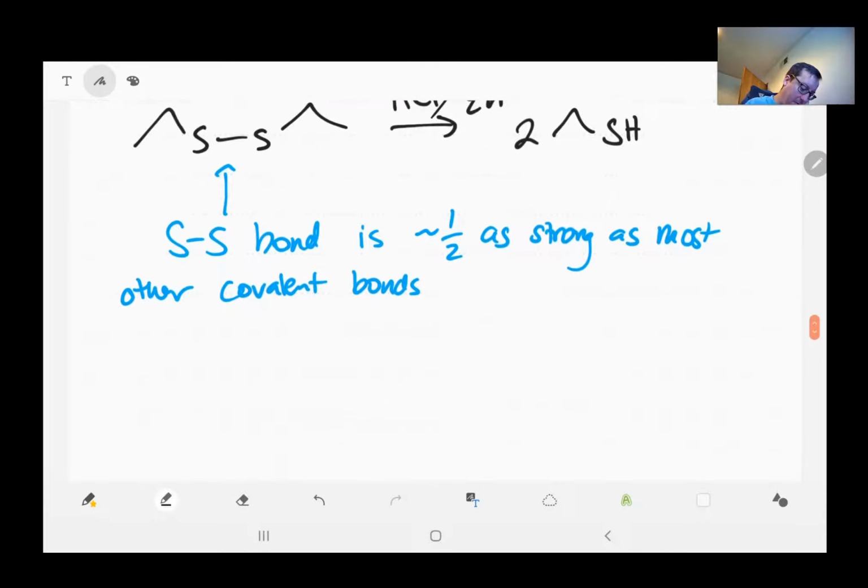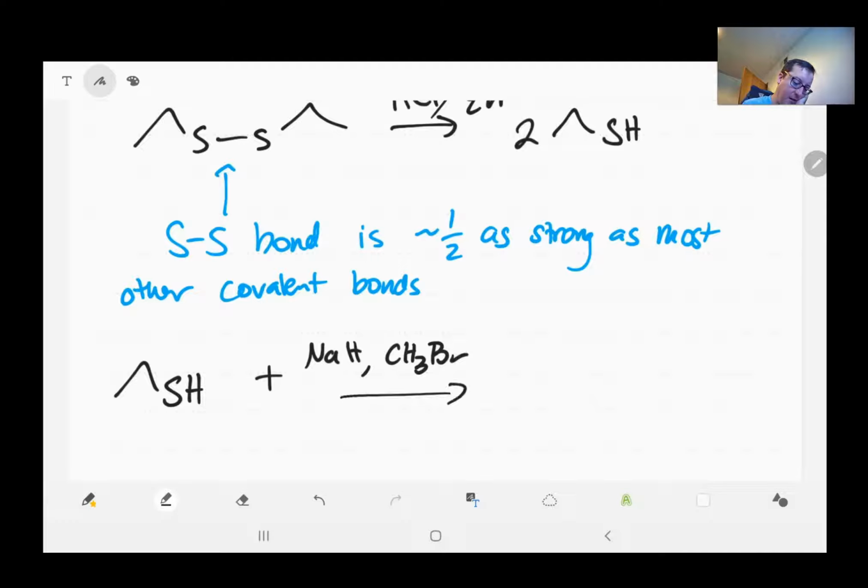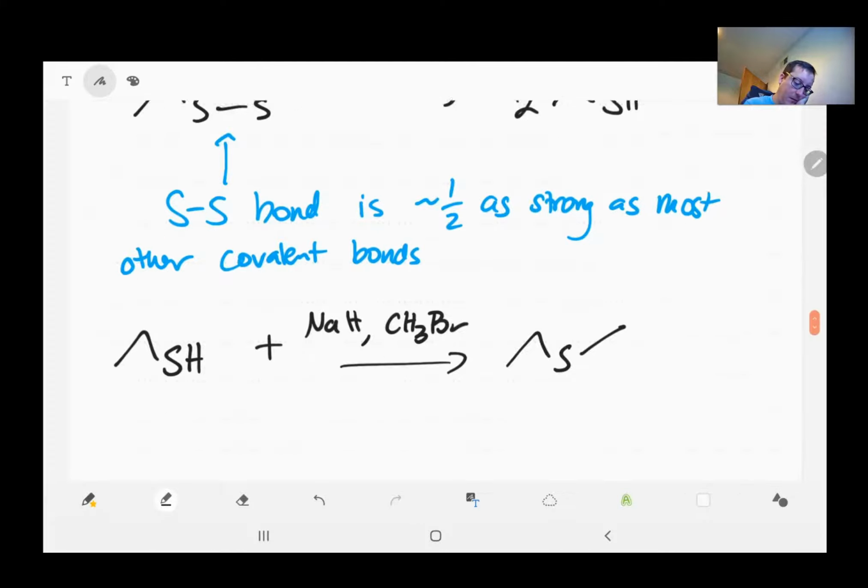Okay, here we go. Another one. We can actually talk about thioethers. If we were to put this guy with, say, some base and some electrophile, we can get essentially the same thing as our Williamson.